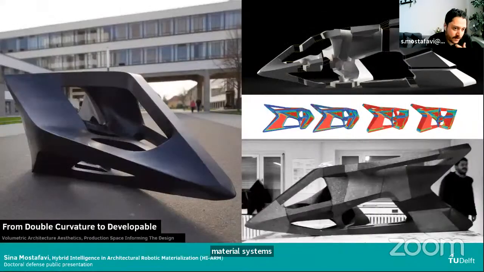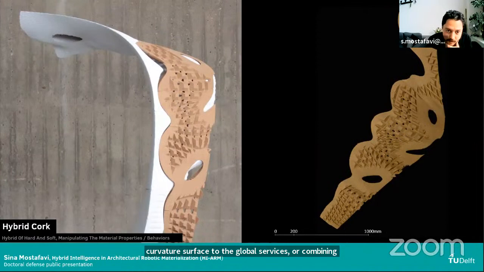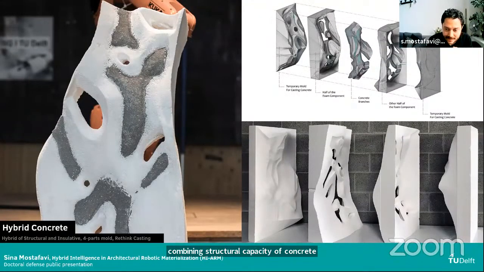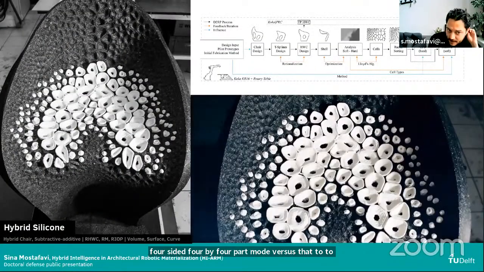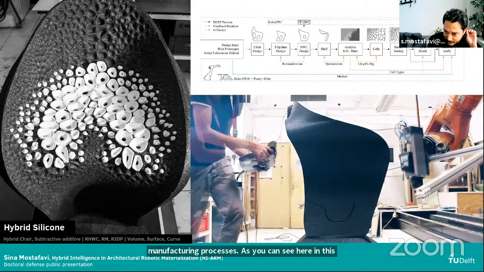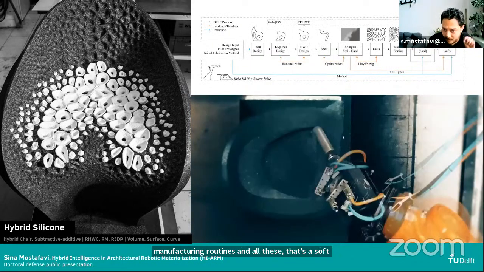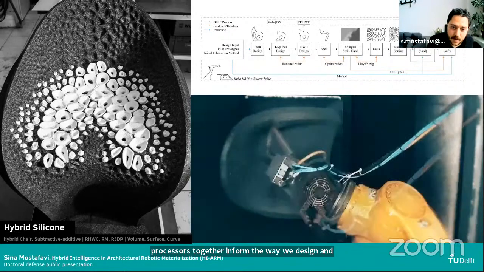Back to the idea of multi-mode robotic production, here you see how combining different techniques of fabrication may result in a new aesthetic. In this case, a transition from a continuous double curvature surface to developable surfaces, or combining different materials by manipulating the material properties of a rigid material, in this case cork, or combining the structural capacity of concrete or foam, in this case by revisiting the way we usually use a mold, using a four-part mold versus the two-part mold that we usually use, or in this case by combining both subtractive and additive manufacturing processes. As you can see here in this hybrid chair, we're combining 3 or 4 robotic manufacturing routines, and all these sub-procedures together inform the way we design and fabricate, in this case, the hybrid chair.